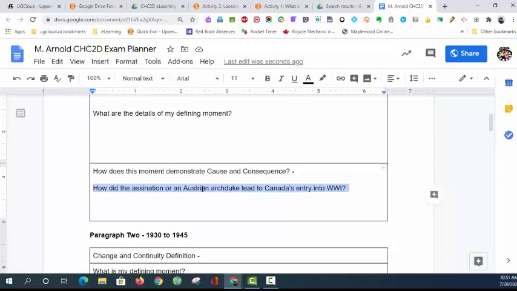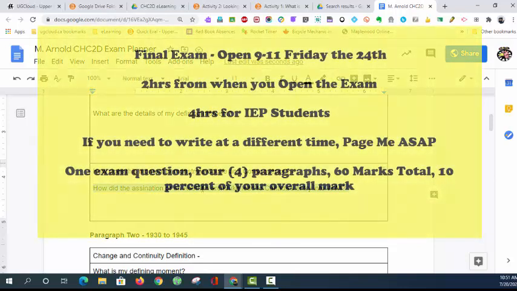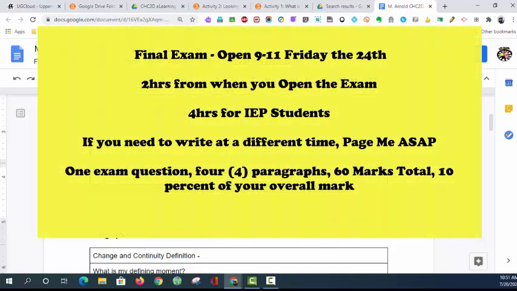If there are any questions about this particular planner, please let me know in the pager message. And be assured that your planning for this exam is key to answering the question. The question on the exam, there will only be one question. It's out of 60 marks. And you use the information from your planner to answer the question.